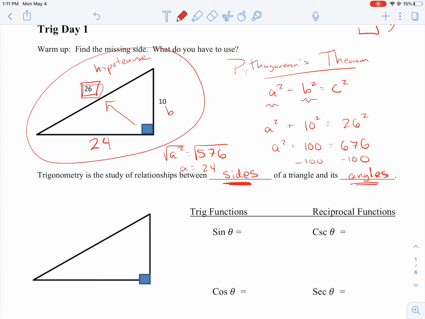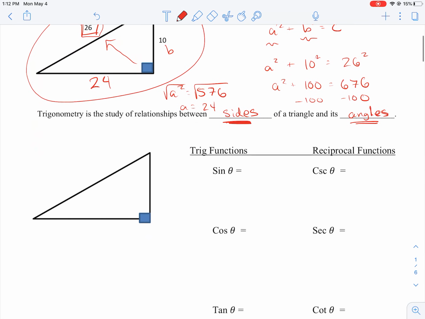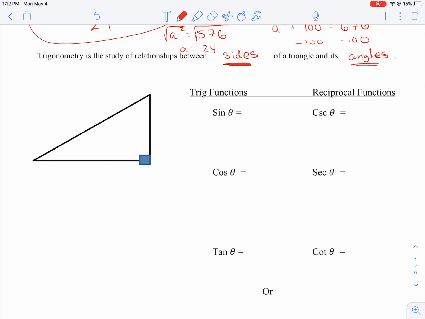Trigonometry is the study of the relationship between sides of a triangle and its angles. That's what trigonometry is. It's just the relationship between the sides and its angles. More importantly, we're talking about right triangles. For a lot of you, this is all new. For some of you, you might have seen this before.